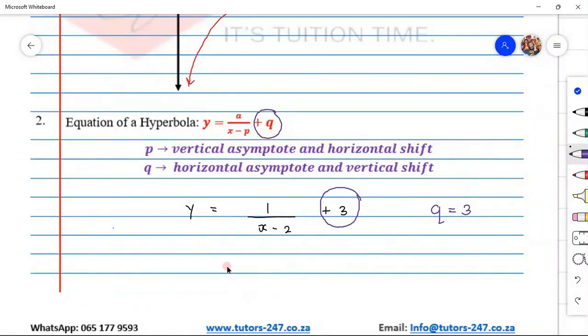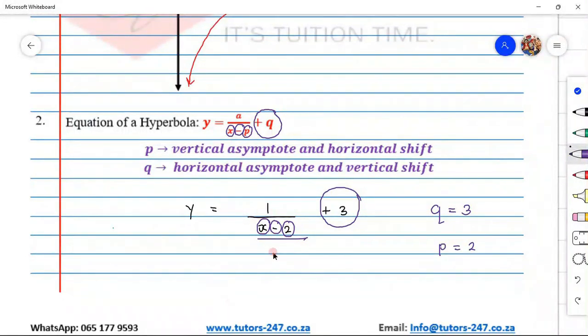Now P is a bit trickier to extract from the equation because you have to take the opposite sign. So as you can see, we've got the x, we've got the x. We've got a negative sign, we've got a negative sign. So P would then be 2. So P equals 2 in this case. Now some people might be wondering, why is P 2 and not -2? Because the equation has x minus 2.